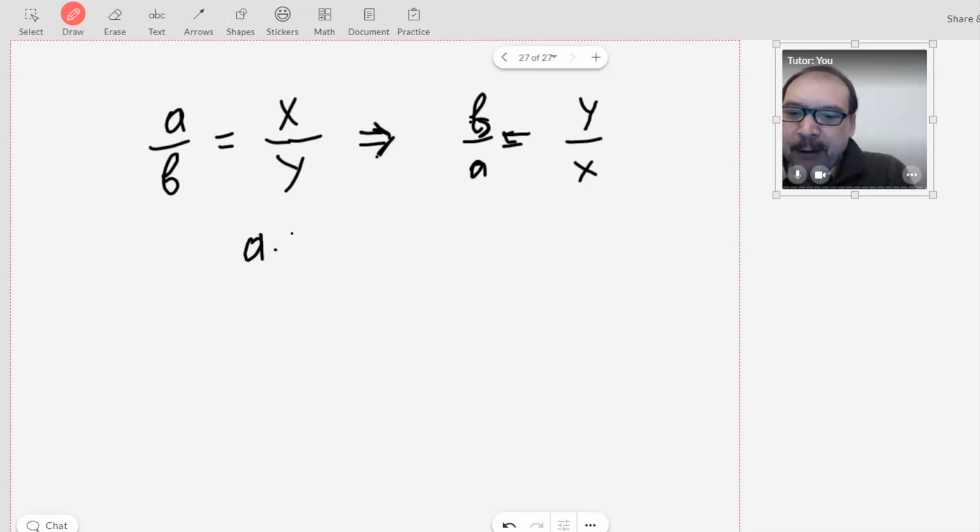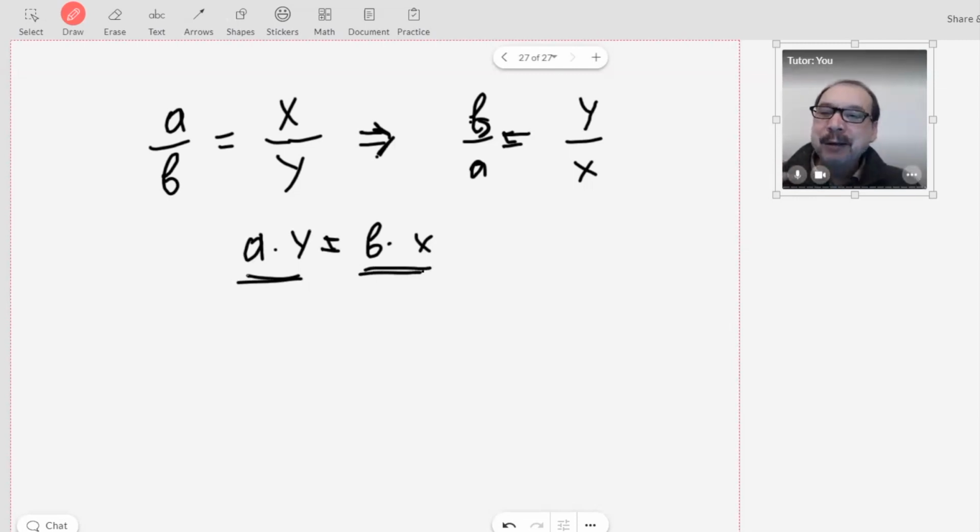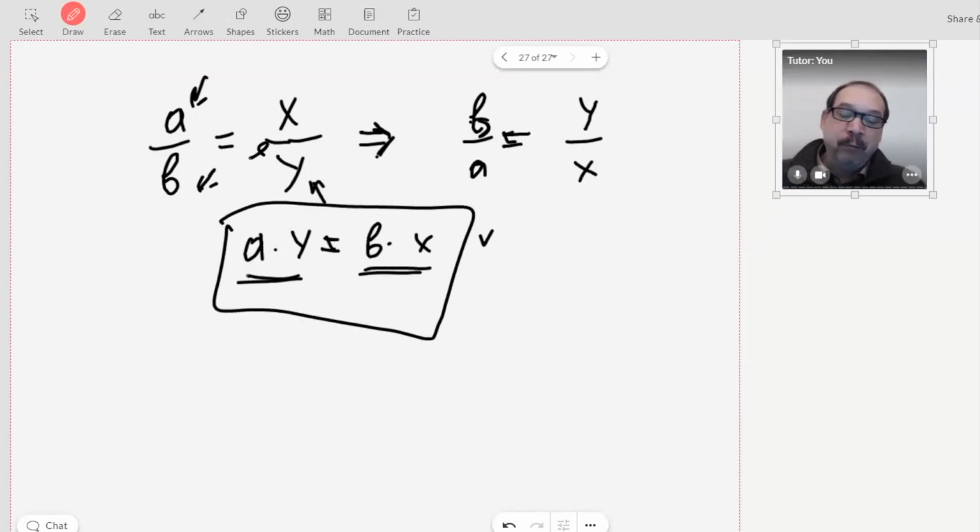So we can say A times Y equals B times X. So these are extremes. The product of extremes is equal to the product of means. So I don't know if you've heard that terminology, but if you haven't, you have to put it on your dictionary page. These are called extremes of a proportion. These are called means of the proportion. And you need to be able to say this statement out loud. It's very important to be able to say in a verbal sentence every mathematical sentence you might want to use.